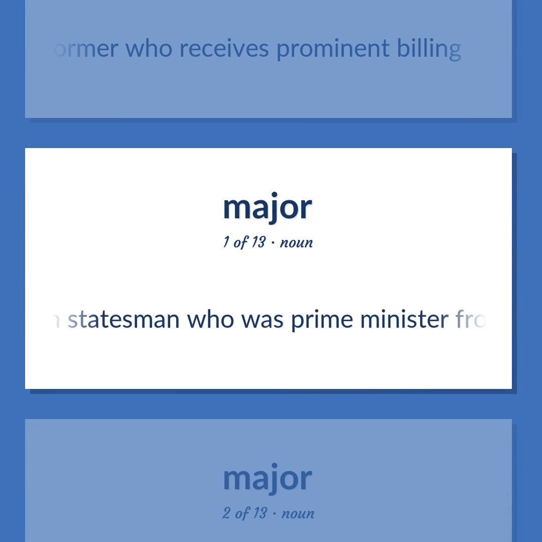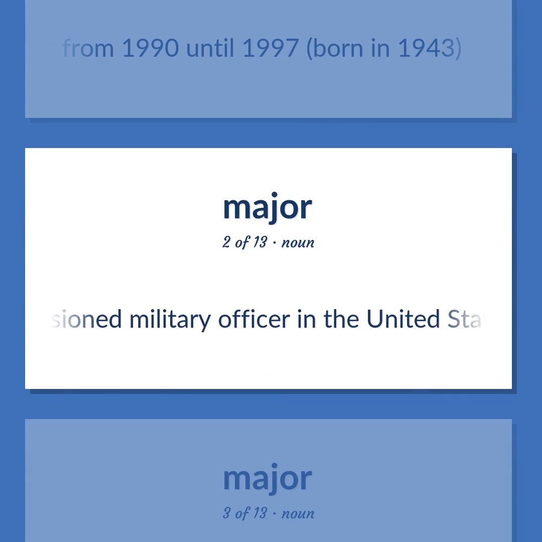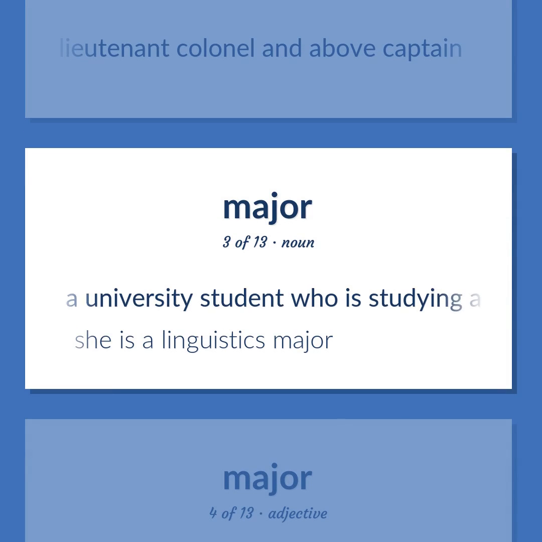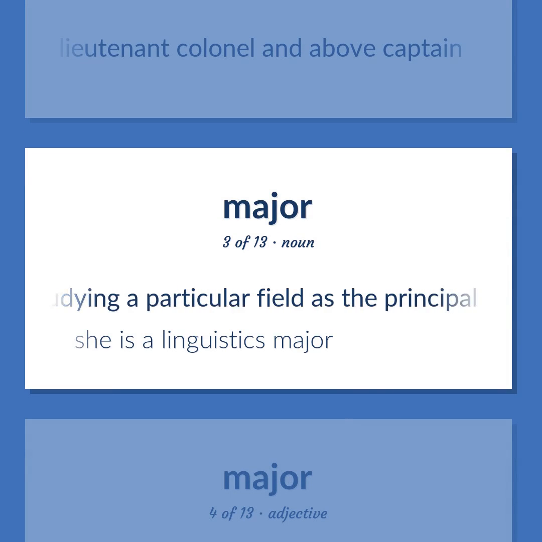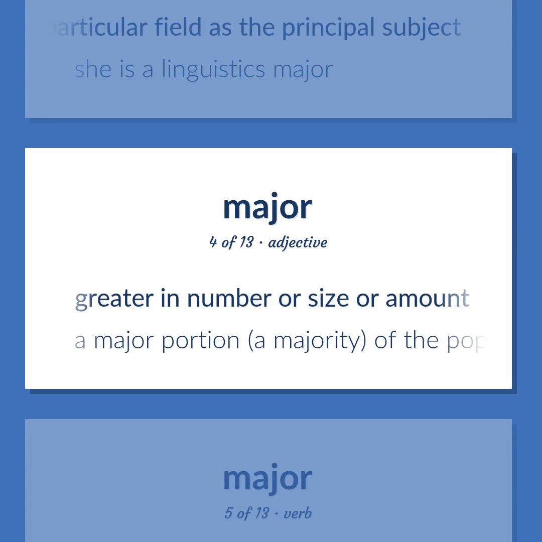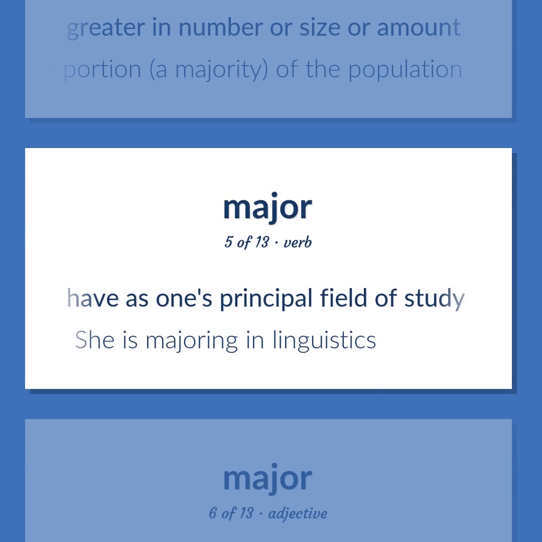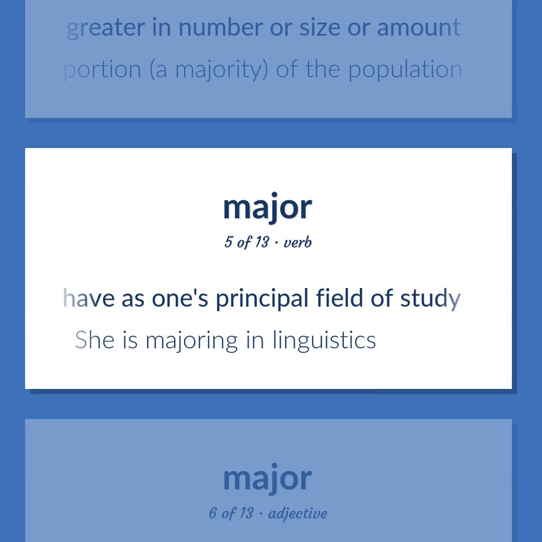British statesman who was Prime Minister from 1990 until 1997, born in 1943. A commissioned military officer in the United States Army or Air Force or Marines, below lieutenant colonel and above captain. A university student who is studying a particular field as the principal subject. She is a linguistics major. Greater in number or size or amount. A major portion, a majority, of the population. Have as one's principal field of study. She is majoring in linguistics.